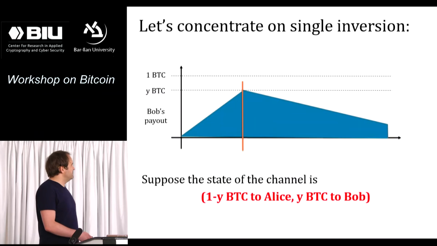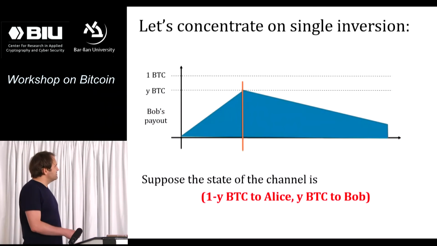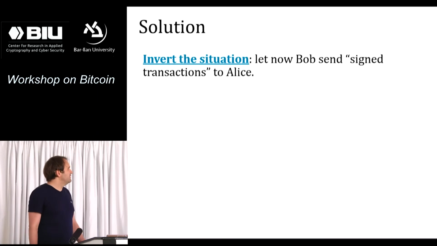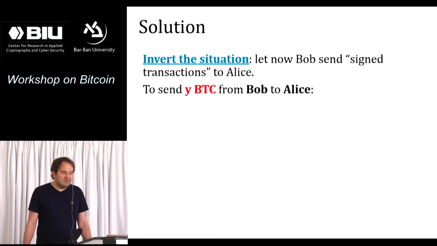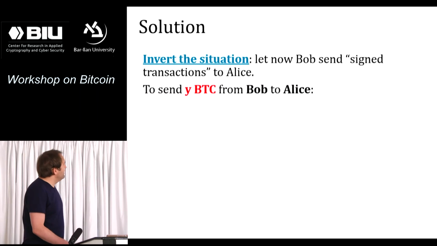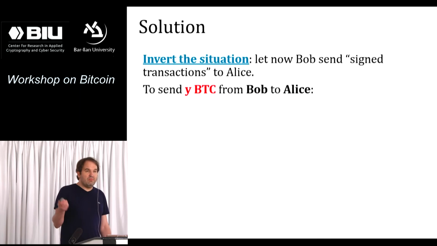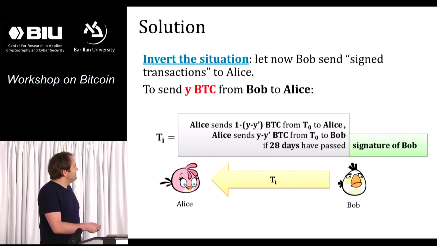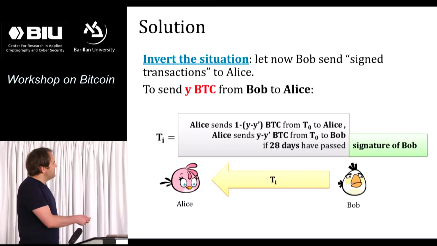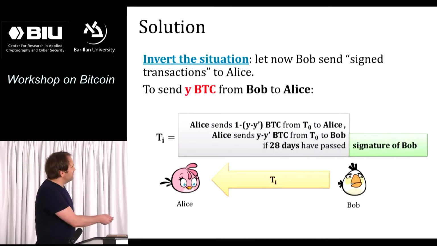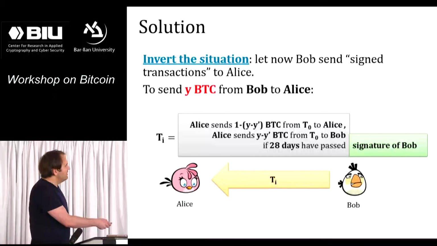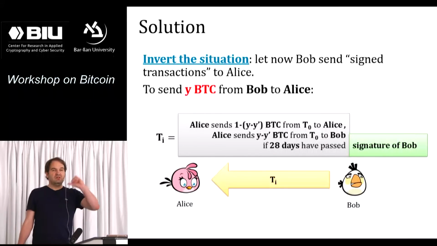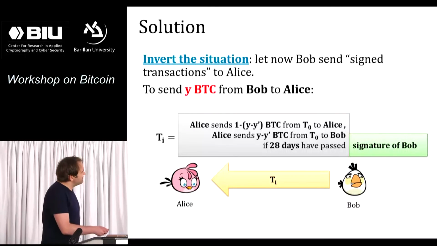And suppose the state of the channel is 1 minus y to Alice, y to Bob. Okay? So this is what's depicted here, y to Bob, and the rest goes to Alice. So now we'll invert the situation, and we will send these y bitcoins back to Bob. So simply, everything gets inverted, and now if the state was 1 minus y and y, then we get 1 minus y prime, and here y prime, right? We just adjust the channel, and it's Bob who signs it and sends it to Alice. Okay? So we do exactly the symmetric thing. Now it's the signature of Bob sent to Alice. Okay? And now we have to put this 28 days here.